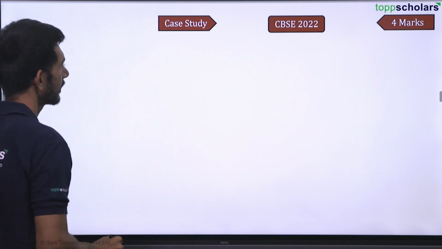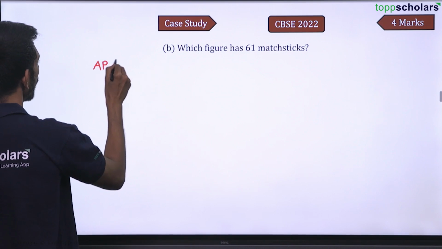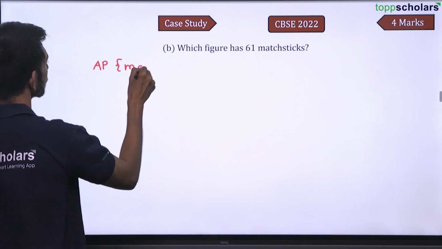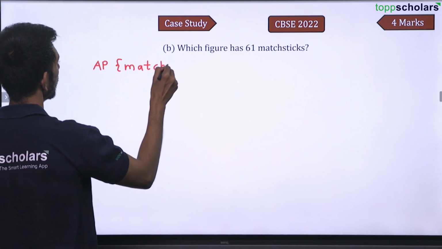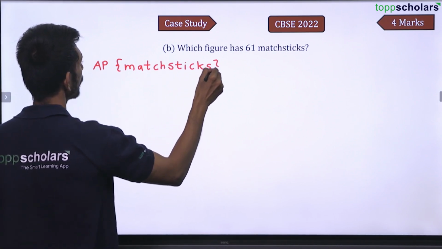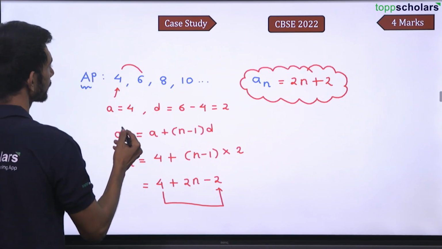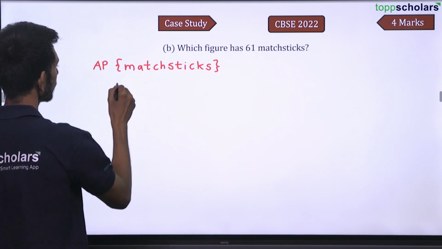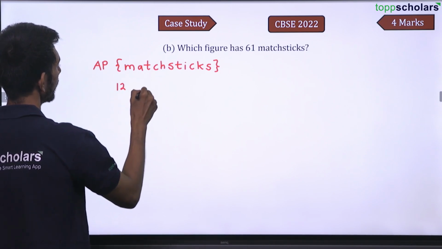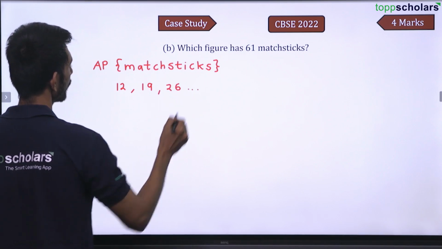So understand, can I say there is an AP for matchsticks, right? There is an AP for matchsticks. This is not for triangles. And it starts from what? How many matchsticks? 12. It starts from 12, then it goes to 19, then it goes to 26, and so on.